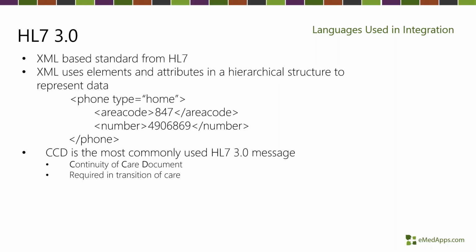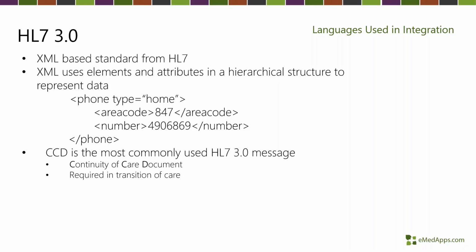So I know that this is a home phone number, and I know the area code is 847 and the number itself is 4906869. It's a very simplistic representation of an XML, but again, once you understand how the data is encoded, you can start to read the XML messages and make sense of it.